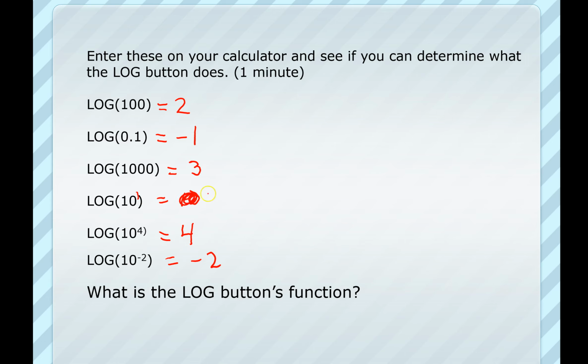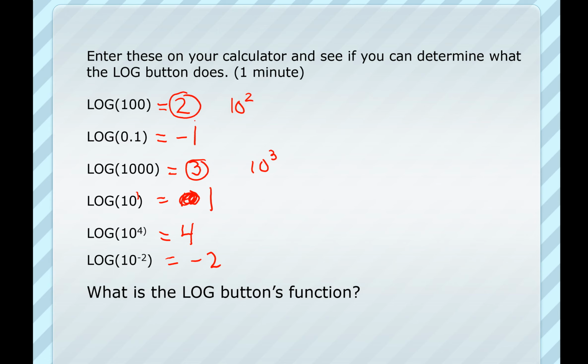Well, it just so happens that log of 10 is 1, the power of 10 is 1. And it actually found that to be 1, not 10. I don't know why I wrote 10. Log of 1,000, well, 1,000 is 10 cubed, so it's giving you 3. 100 is 10 squared, and it's giving you 2.